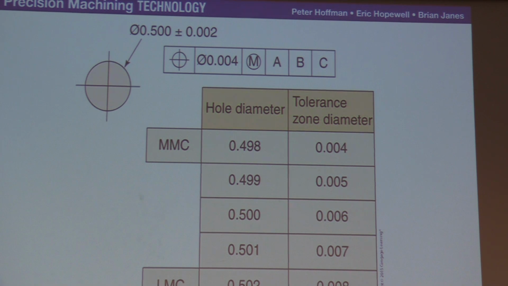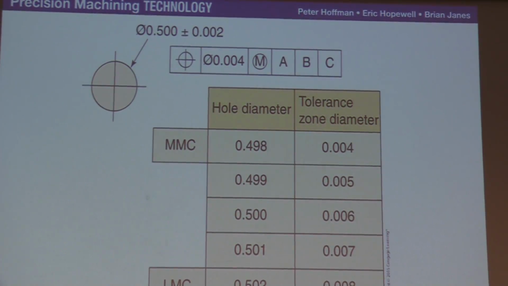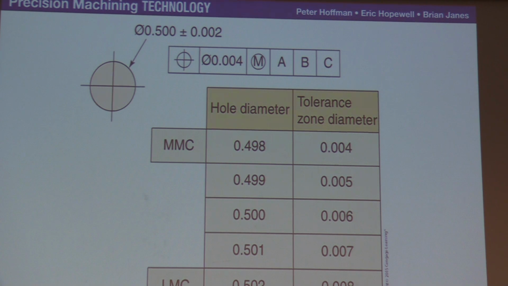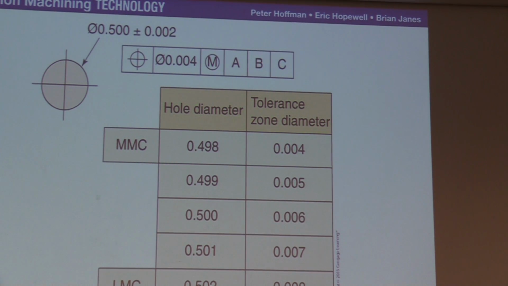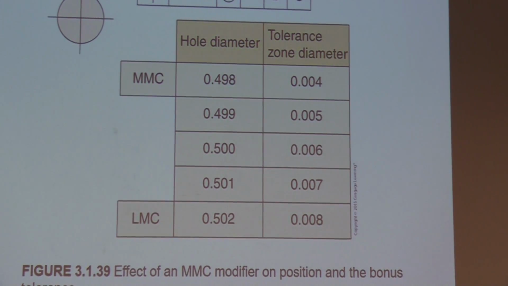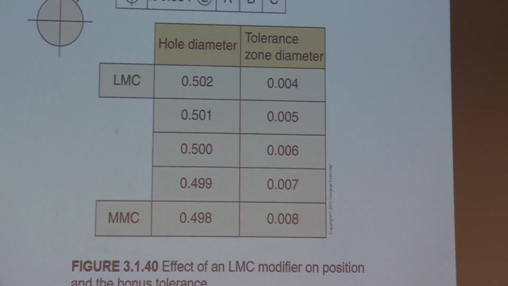So real quick, that shows us that our max material position, our hole diameter, can be 0.498, but the tolerance zone diameter is 0.004. And this is just a good introduction to some GD&T. It can be rather tricky from time to time to work through.